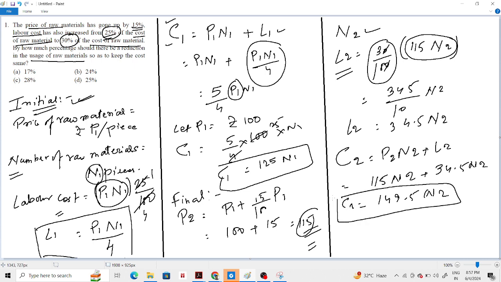Now what we're given to find out is by how much percent should there be reduction in usage of raw material so as to keep the cost same. Do you see this? Cost has to be same. That means C1 has to be equal to C2, right? Do you understand this part? Yes, sir. C1 has to be equal to C2.